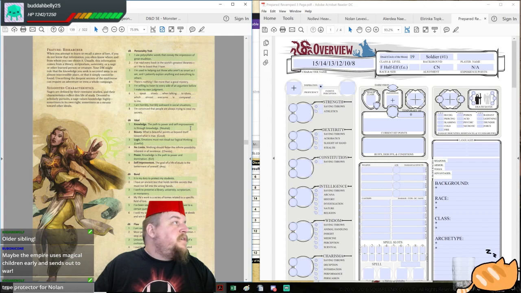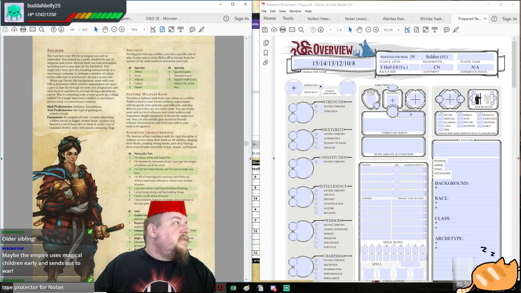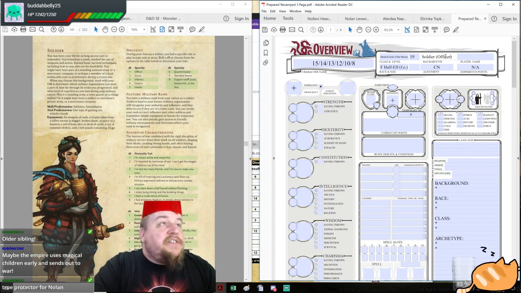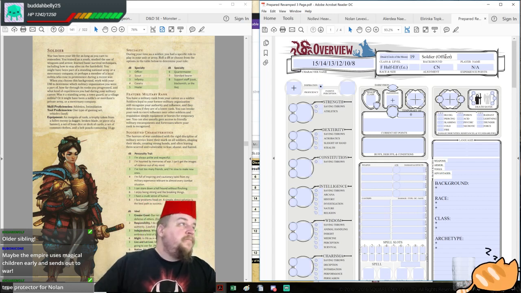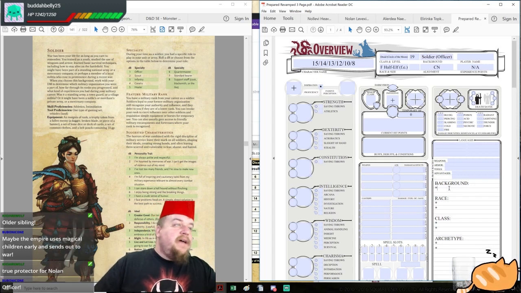There's Sage, there's Sailor, and Soldier. All right, Soldier origin number 1 is an officer. Ooh. Hey, you know what? So she's an officer, and Nolan was infantry. She is also going to have the background of military rank.